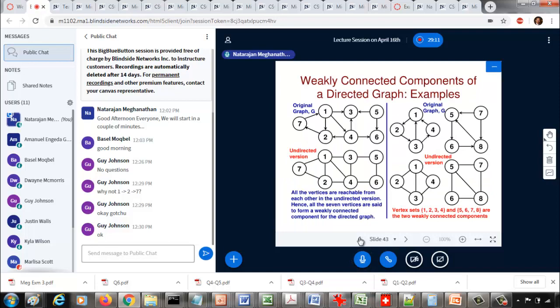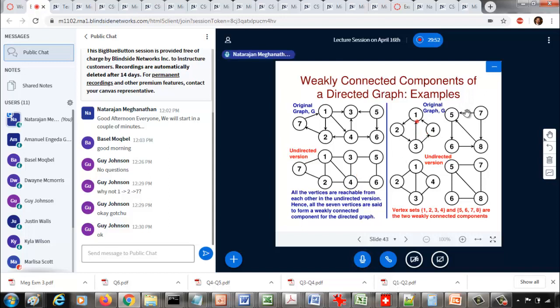Now what is a weakly connected component? That is something easy to figure out right away by looking at the graph. So let us look at this graph and then this graph. If you remove the directions and just consider the undirected version of this graph, this is a connected graph because you can reach from one vertex to any other vertex. So we can say the whole graph is one weakly connected component.